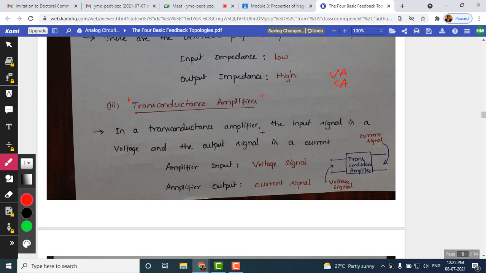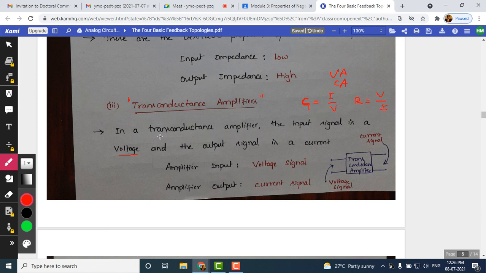In a transconductance amplifier, the input signal is a voltage signal. Look at conductance. What do we mean by conductance? Conductance we represent with G. Don't get confused with gain. This is not a gain. Conductance is nothing but I by V. This is the conductance. It is just the opposite of resistance, right? Resistance is V by I. Conductance is the reciprocal of that.